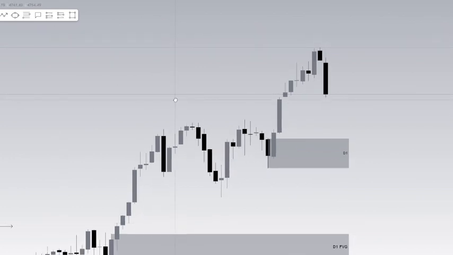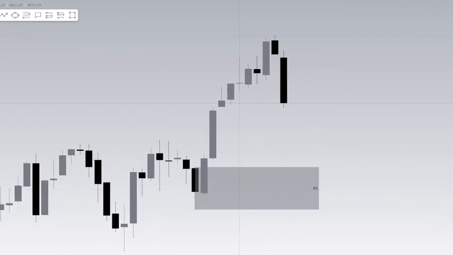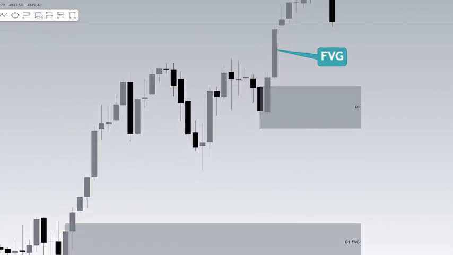So we have two inefficiencies marked out here in price. So first we have the daily inefficiency over here. So this is a fair value gap over here. So this is an inefficiency in price, a fair value gap. And over here we have the same thing. We have a fair value gap in price just over here. We have a few fair value gap candles here.